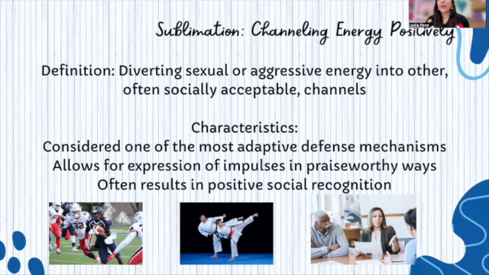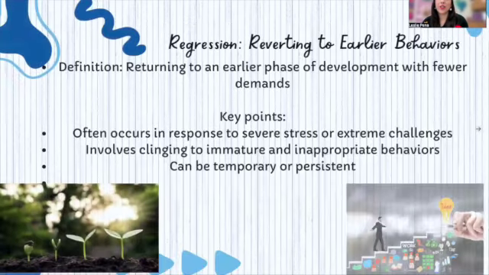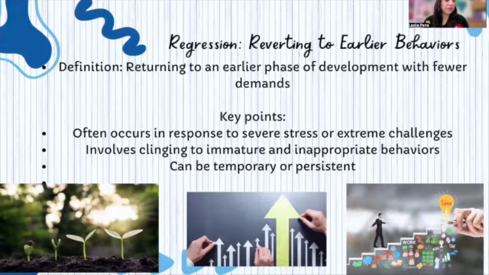Or if you're a person who really enjoys controlling other people, instead of controlling everyone around you in a negative way, you become a boss at a firm and you can control everything in that firm in a positive way. Some more examples are anger issues, taking up boxing or martial arts, a person channeling their sexual energy into creating passionate works of art, or someone with a troubled past becoming a social worker to help others with similar situations. And that's sublimation. So you're substituting a behavior with another. That's how I think about it.